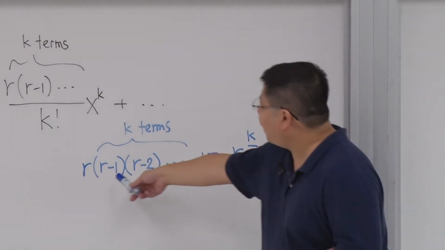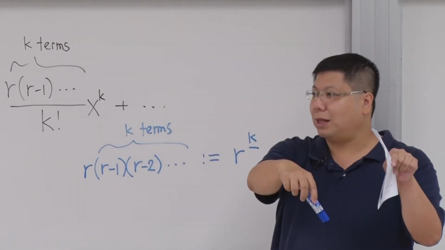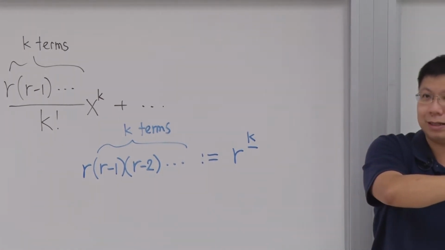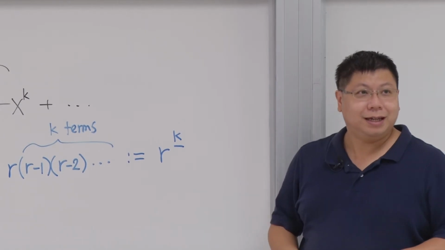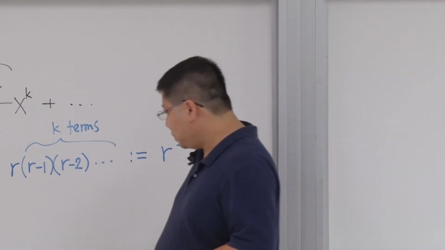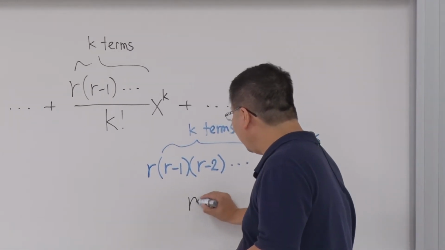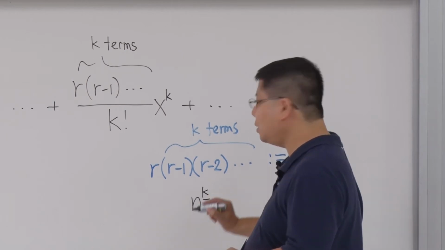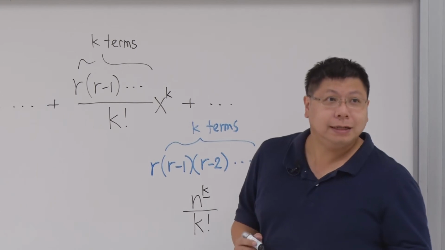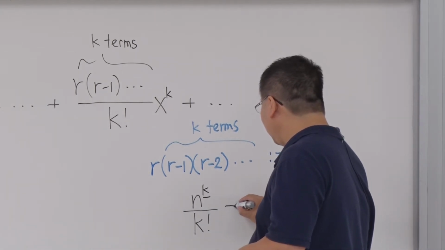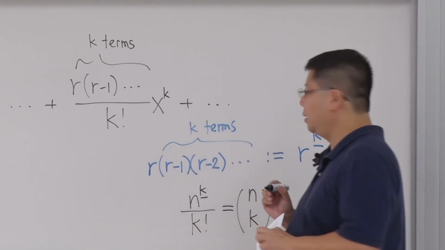So it is like if every term is r, then it is r to the power k. But it is not. The next term is 1 less than the previous term, and then the next term is 1 less than its previous term. So I call it r k, something like this. Is that okay? And then what do we know? If I have n to the k falling, divided by k factorial, where n is an integer, then this is exactly equal to n choose k.